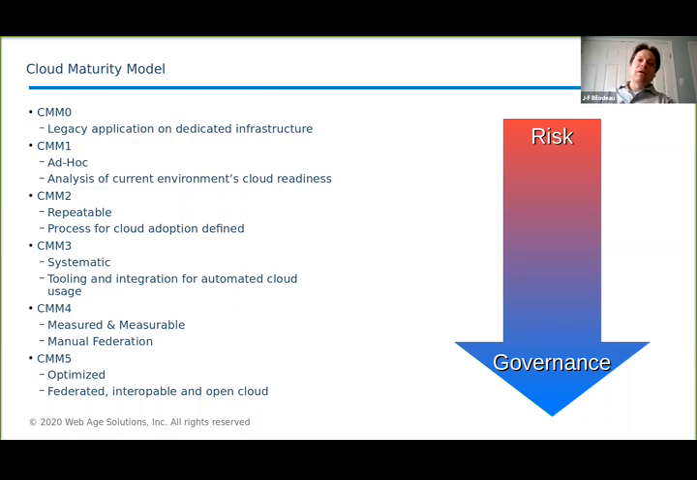CMM 3, now we're getting more systematic. All right, we figured out how to make things repeatable. Now it's integrated in our system. We've got the tooling, we've got the integration for automatic cloud usage.